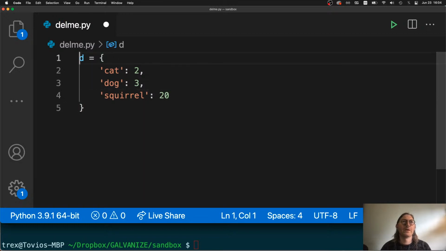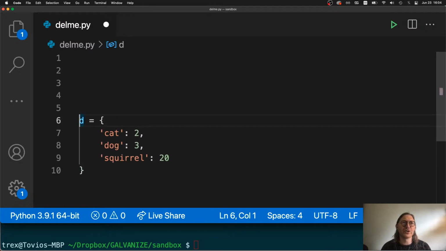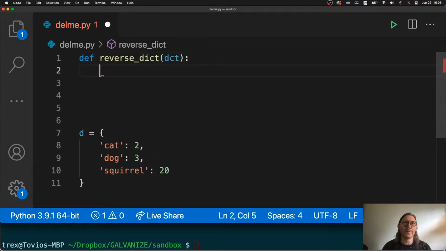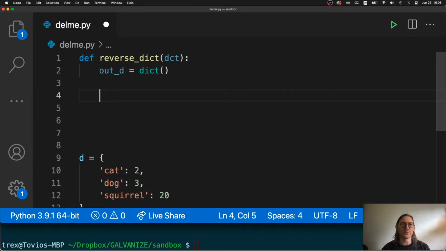Okay. So what we want to create here is a dictionary where the keys are these numbers, right? The number 2 will correspond with cat, the number 3 should correspond with dog, and the number 20 should correspond with squirrel. So let's think about how to write that. This is going to be called reverse dictionary, and we'll pass in a dictionary, which I'm just calling dct. So what we can do is make another dictionary, like a collector. Maybe I'll call this outD, and I'll initialize it as an empty dictionary.